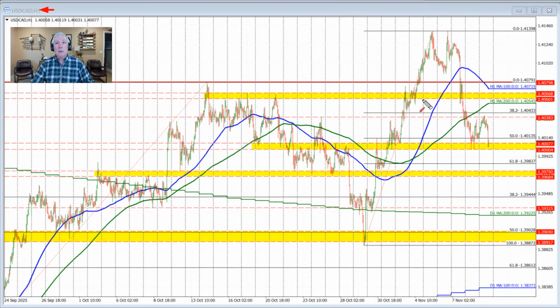We're seeing the dollar move lower versus all the major currency pairs. I'll focus on three of them: the dollar versus Canada, the Aussie versus US dollar, and the New Zealand versus US dollar in this video. So let's get started. Let's start by looking at the dollar versus Canada.